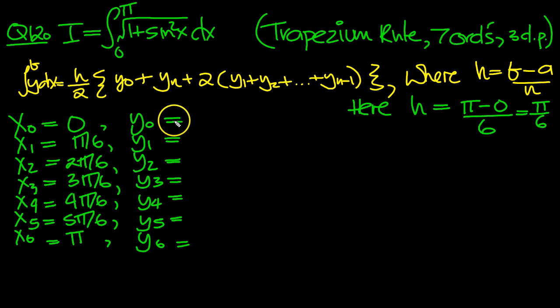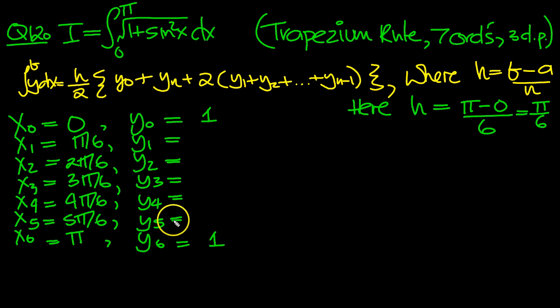So the first one, when we put naught in for x, sine naught is naught. Square root of 1 plus naught is square root of 1, which is 1. So that was an easy one to work out. When x is pi as well, we put pi in. Sine pi again is naught, isn't it? We know that. So 1 plus naught again we'll get square root of 1, which is 1.